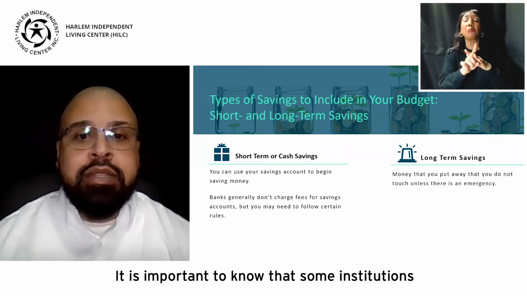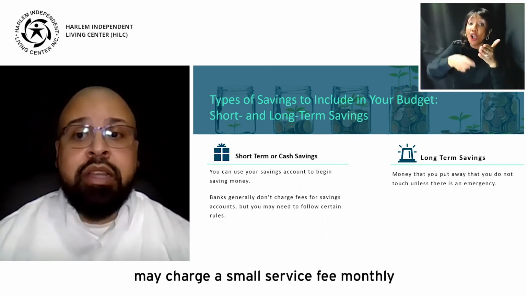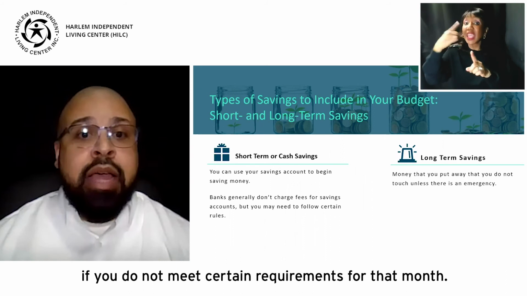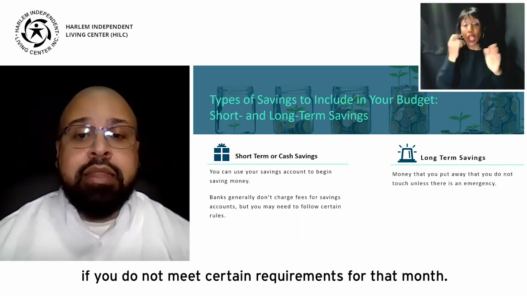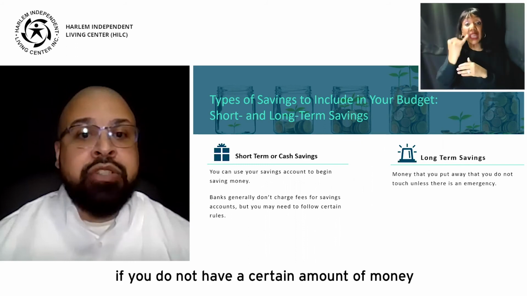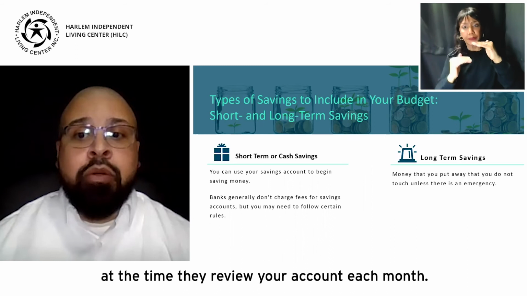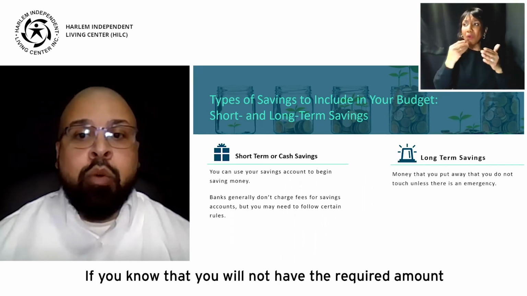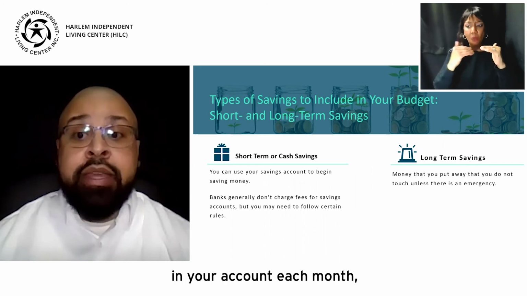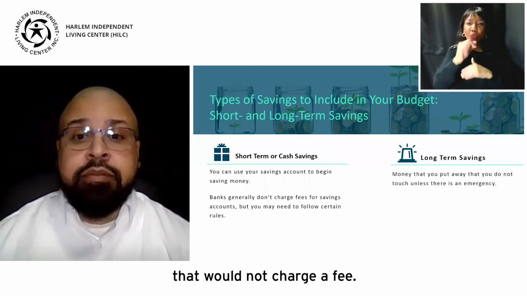It is important to know that some institutions may charge a small service fee monthly if you do not meet certain requirements for that month. An example, some banks charge a fee if you do not have a certain amount of money in your savings account at the time they review your account each month. If you know that you will not have the required amount in your account each month, you should find another bank that would not charge a fee.